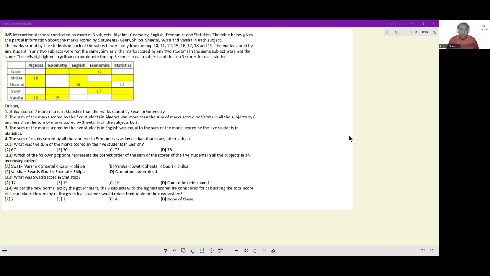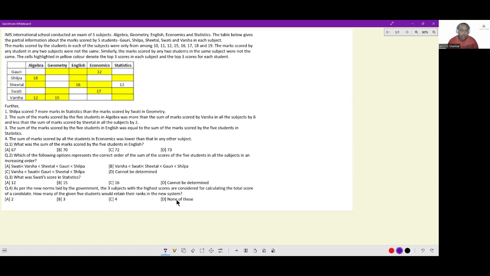Let's look at this question. IMS International School conducted an exam on 5 subjects: algebra, geometry, English, economics, and statistics. The table below gives the partial information about the marks scored by 5 students: Gauri, Shilpa, Sheetal, Swati, and Varsha in each subject. The marks scored by students in each of the subjects were only from among 10, 11, 12, 15, 16, 17, 18, and 19.